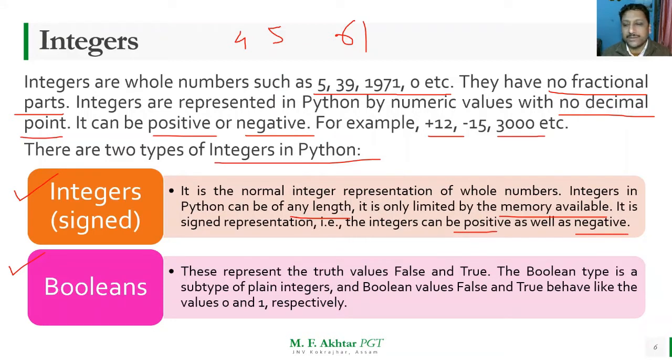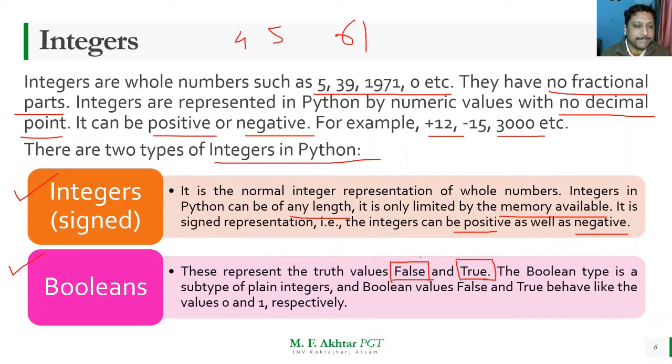Now booleans represent the truth values false and true. How do we have to write? For false we have to write False. You can see here the first letter of False must be capital and the first letter of True must be capital. So true and false, only two values are there. That's why it is known as boolean. Bool comes from the word Boole.